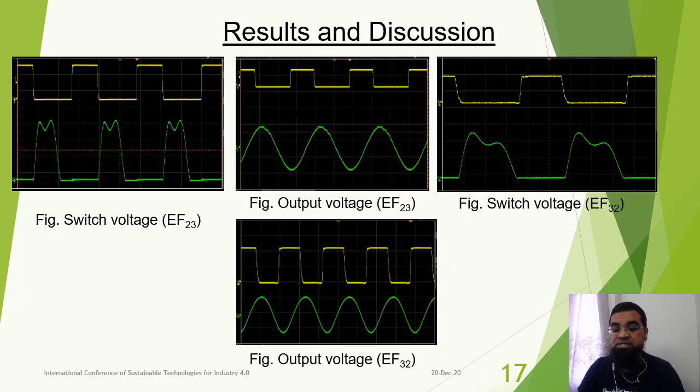Also, we have tested this circuit experimentally, and on the left we have got the switch voltage for EF23 and the output voltage for EF23, and the switch voltage for EF32 and output for EF32. And we have already published this paper, and as we have said, we have performed the experimental testing, and we have found that our inverter is able to reduce the switch voltage as compared to the originally developed class C, and the later improved class EFn, and it can also sustain the higher efficiency for all operating conditions.